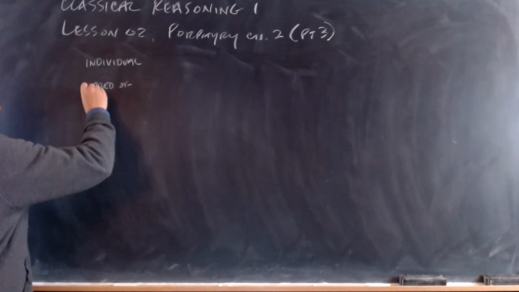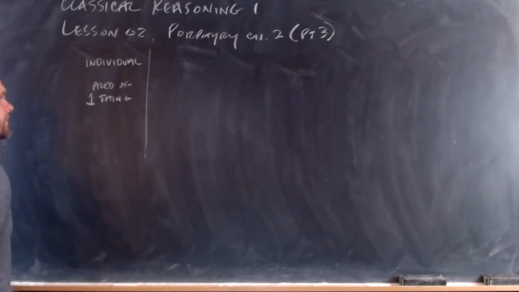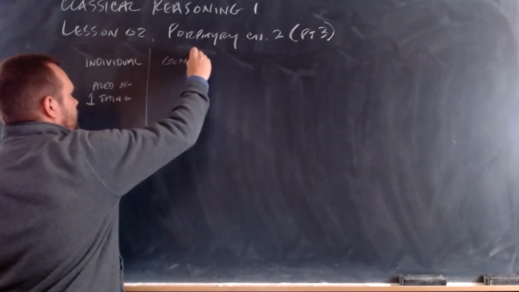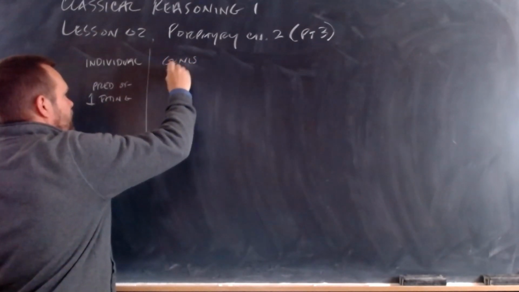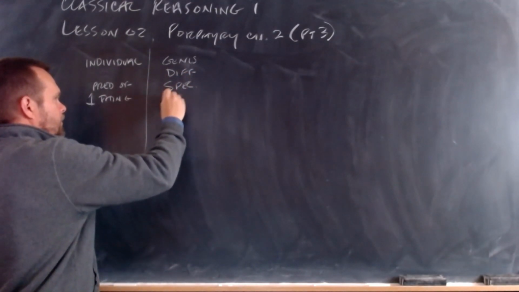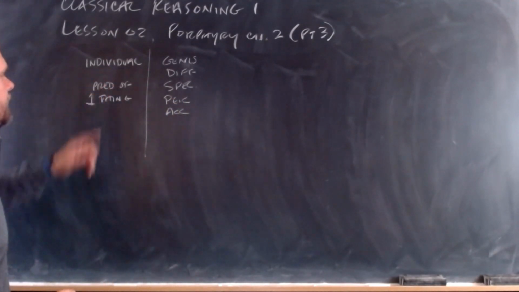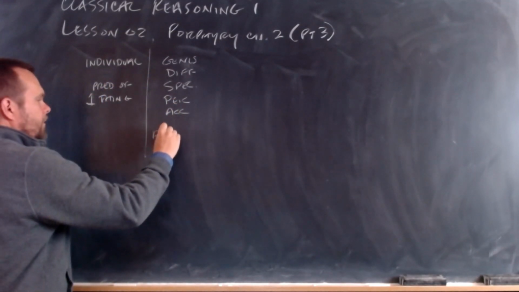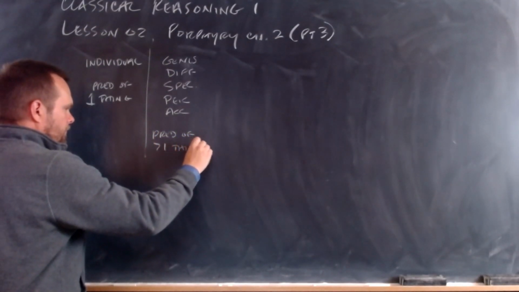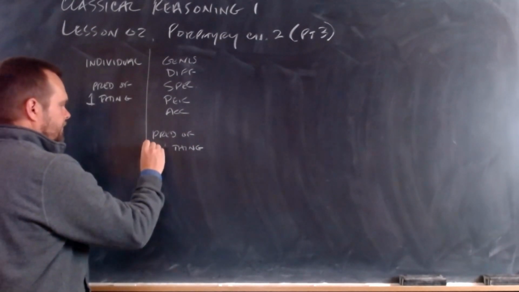Predicated of one thing. Okay, we'll put that in one class. Genus, difference, species, peculiarity, and accident are different from individual because all of them are predicated of more than one thing, or many things. Let me write many things.